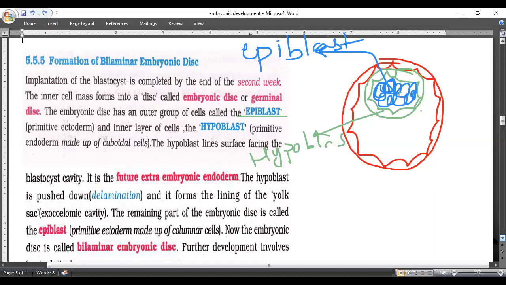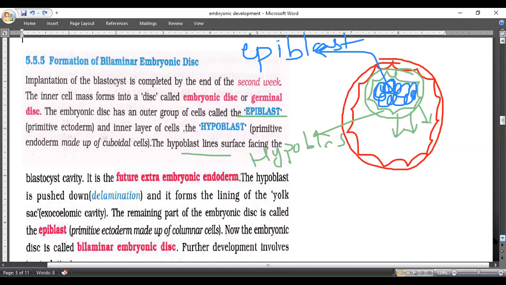First of all, let me explain what is given here. The hypoblast lines the surface facing the blastocyst cavity. I'm showing with an arrow: hypoblast lines the surface facing the cavity. They are facing towards the cavity. It is the future extra-embryonic endoderm. We'll discuss that later.